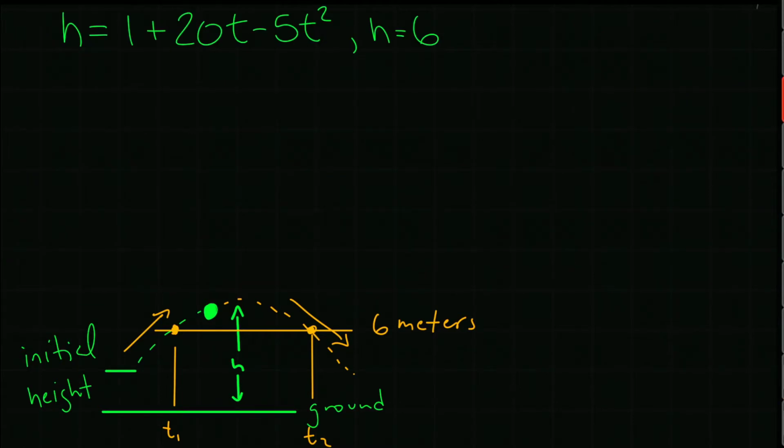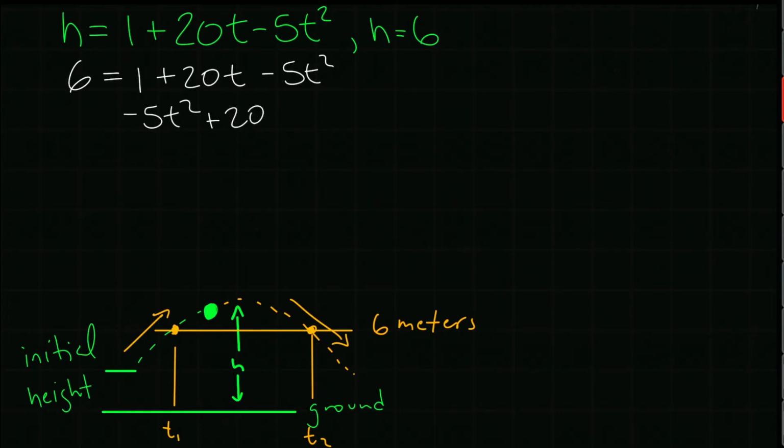For this problem, we're going to be using the quadratic formula, and we're going to plug in 6 for the h. So our equation is going to be now 6 equals 1 plus 20t minus 5t squared. When we're dealing with these problems, we usually like to put these in standard form. So we're going to go from left to right with our decreasing exponents. So that's going to be negative 5t squared plus 20t plus 1. And all of that's going to be equal to 6.